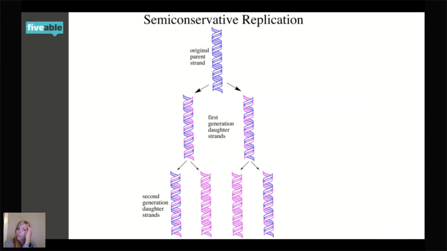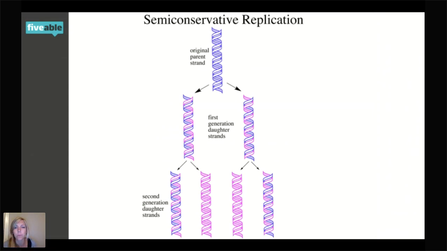So conservative as in how much of the original strand is it keeping? You think of someone who's conservative with their money, they don't spend a lot of it, they hold on to it. And so if this was fully conservative replication, that original parent strand would hold on to itself and be identical beginning to end. It would rejoin the parent strands after replication.